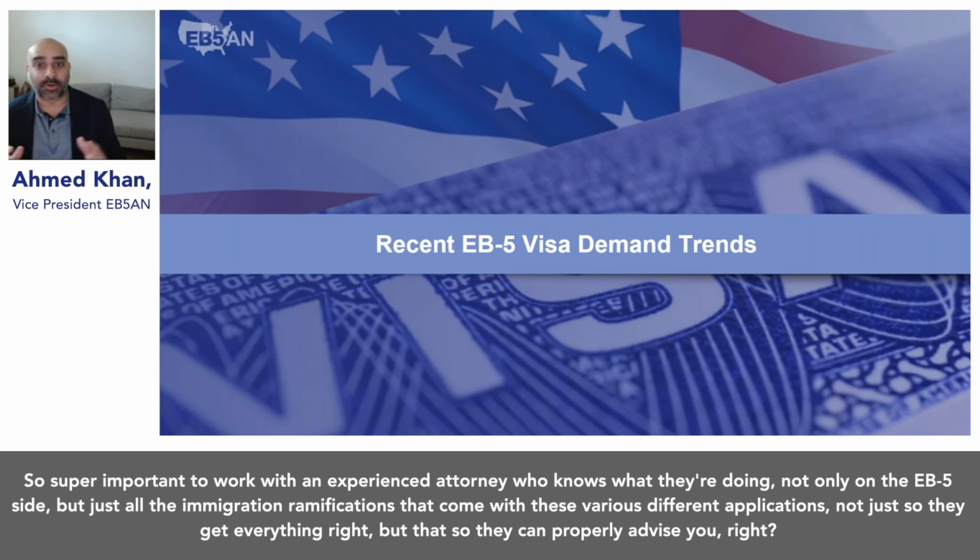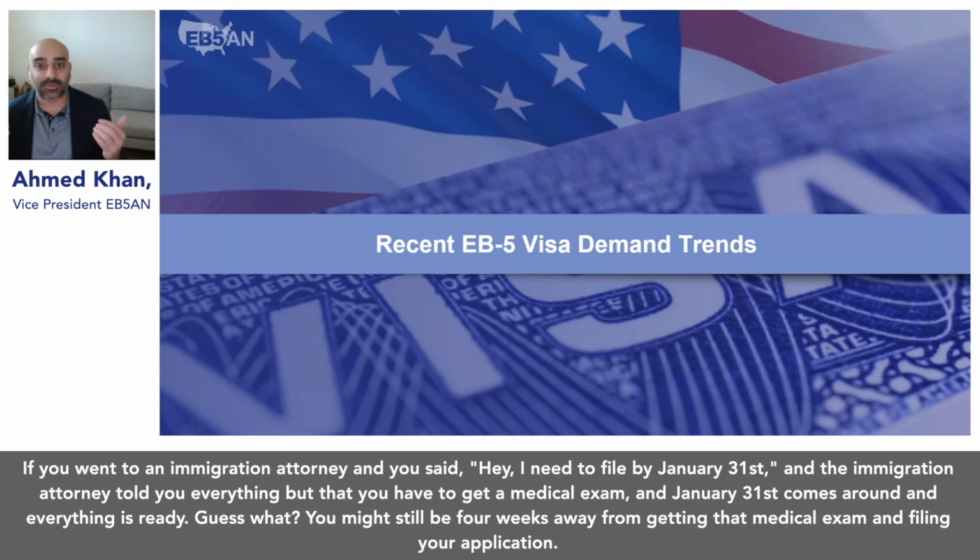So it's super important to work with an experienced attorney who knows what they're doing, not only on the EB-5 side, but with all the immigration ramifications that come with these various different applications, not just so they get everything right, but so they can properly advise you, right? If you went to an immigration attorney and said, hey, I need to file by January 31st, and the attorney told you everything but that you have to get a medical exam, and January 31st comes around and everything is ready, guess what? You might still be 4 weeks away from getting that medical exam and filing your application.